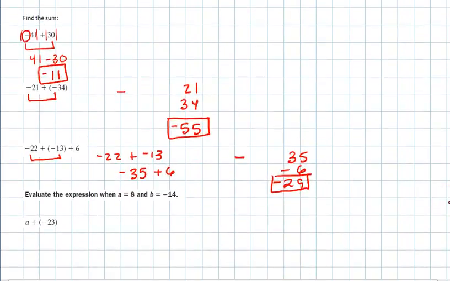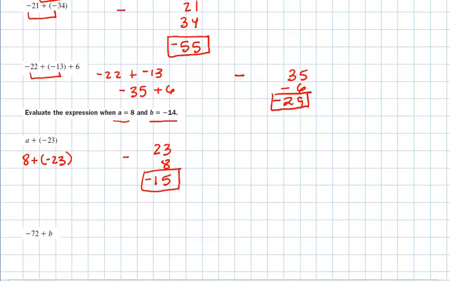Sometimes you need to evaluate an expression that is a variable expression. In this situation, A will be 8 and B equals negative 14. Start by substituting. A is 8 plus negative 23. I have different signs. The absolute value of 23 is larger than 8, so I know that my answer is going to be negative. Because they're different signs, I'm going to subtract. 23 minus 8 is 15. Because my larger absolute value was a negative number, negative 15 is my answer.